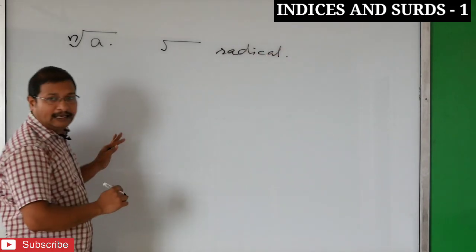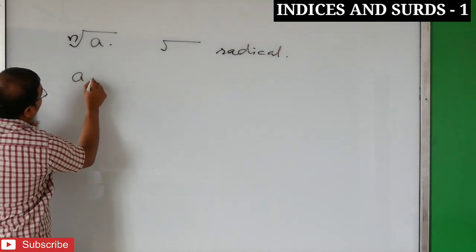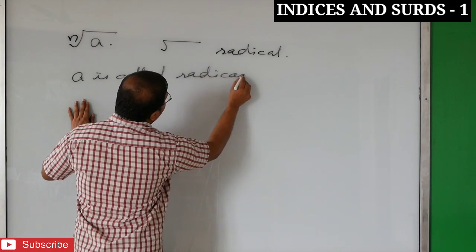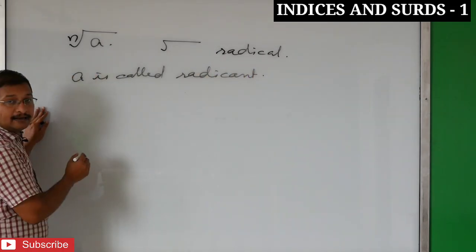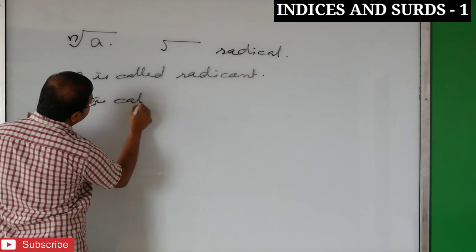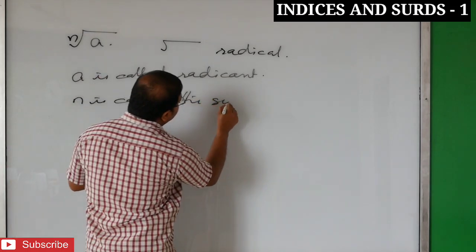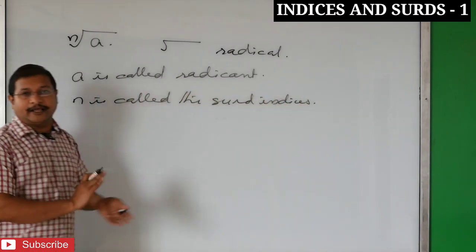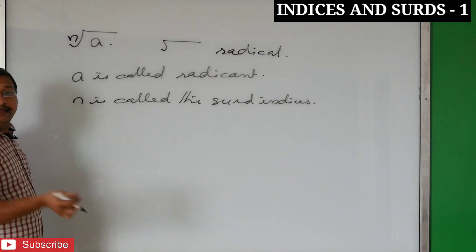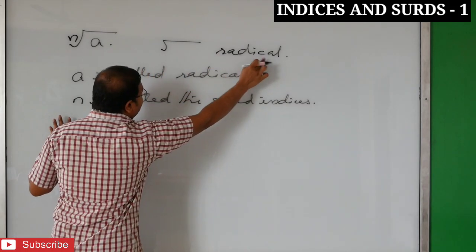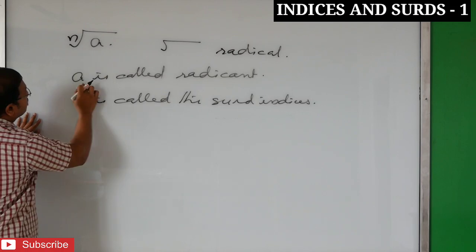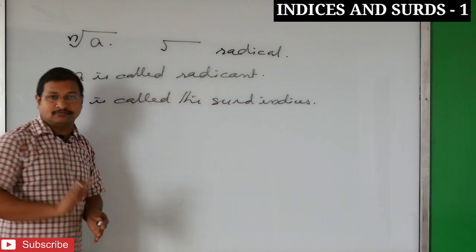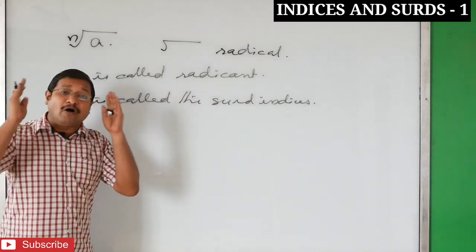This root is called the radical. And this a is called the radicand. And this n is called the surd index. Ready? That means nth root of a, here this root is called the radical and a is called the radicand and n is called the surd index. Is it okay? Now let us see some of the roots.